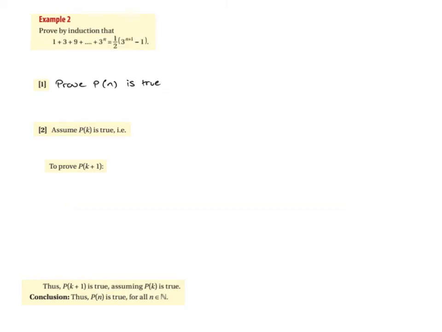Okay, so again it says prove by induction that we have 1 plus 3 plus 9 plus, you can say this is another sequence. Okay, so the first thing we do is we have to prove that P(n) is true. So we're going to write P(n) first, P of n, and we're saying that 1 plus 3 plus 9 plus 3 to the power of n is equal to a half (3 to the n plus 1, minus 1).